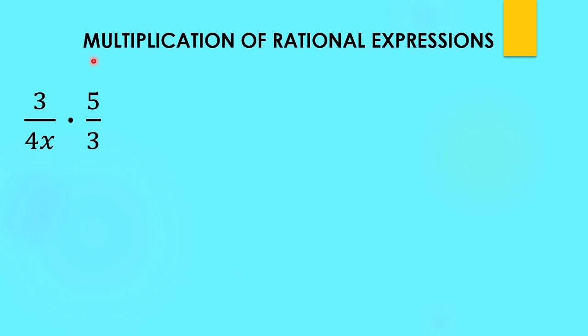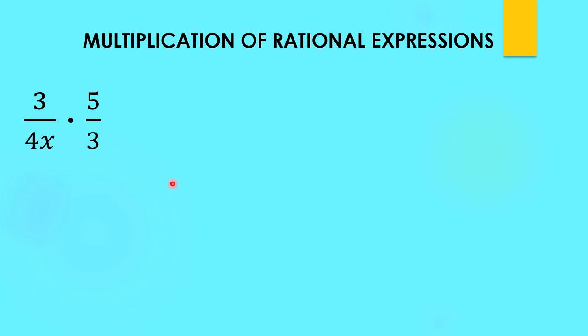So when it comes to multiplication of rational expressions, we follow the same rule as in multiplying two fractional numbers. So how do we multiply two fractions? Again, we multiply numerator to numerator, then denominator to denominator.